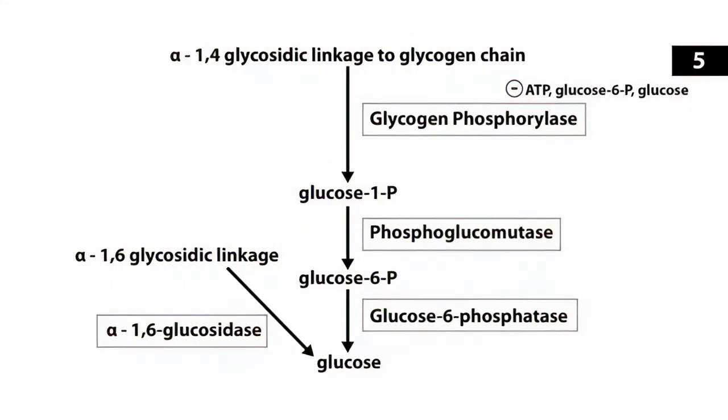Now what about the branching linkages, the alpha-1,6 linkages? The enzyme that breaks those down is alpha-1,6 glucosidase, which is also referred to as debranching enzyme. So debranching enzyme, or alpha-1,6 glucosidase, breaks down the alpha-1,6 linkage directly into glucose. You don't have to go through all those other steps with the alpha-1,6 linked glucose. So it's a little bit more efficient. And actually, debranching enzyme has two functions. Let me illustrate it for you.